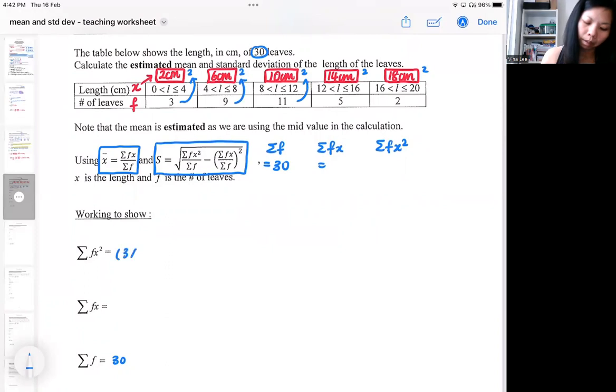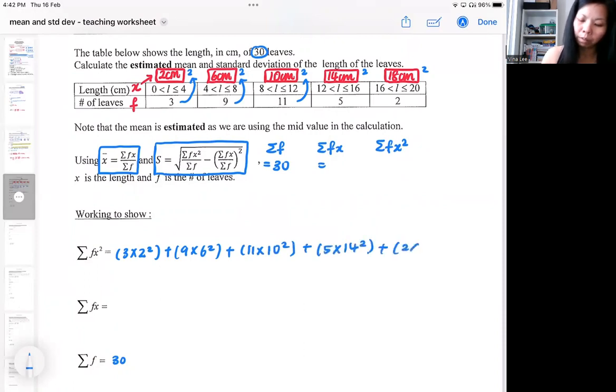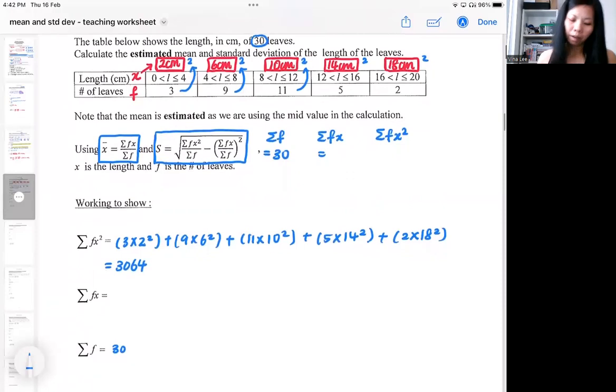So I will get 3 times 2 squared, 9 times 6 squared, 11 times 10 squared. So again, like I mentioned, you do not need to write down. But if you are worried that you make careless mistake, I suggest you write down. So you write down so that you don't punch wrongly. Sometimes you can punch wrongly. So in this case, it's quite a huge number. Sum of fx will be just no need to square, just multiply and add them up. 9 times 6.